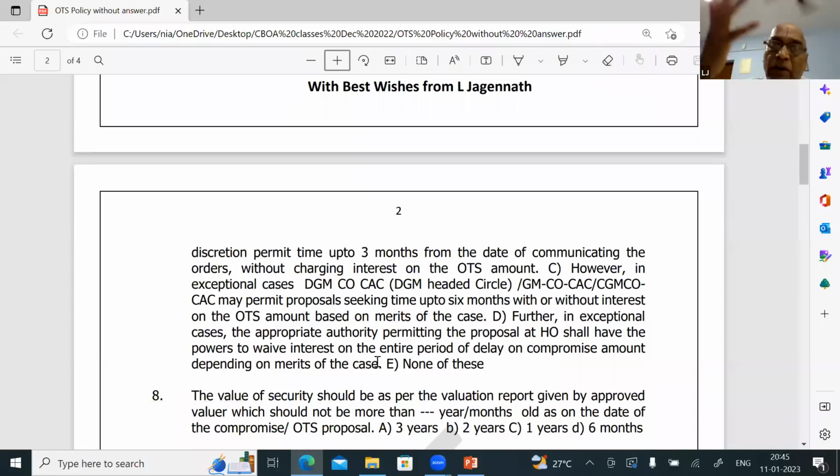Which is not correct? All are correct. None of these. So A is correct, B is correct, C is correct, D is correct. All are there in the HO circular 147/2022. Which is not correct? None of these. Option is E.